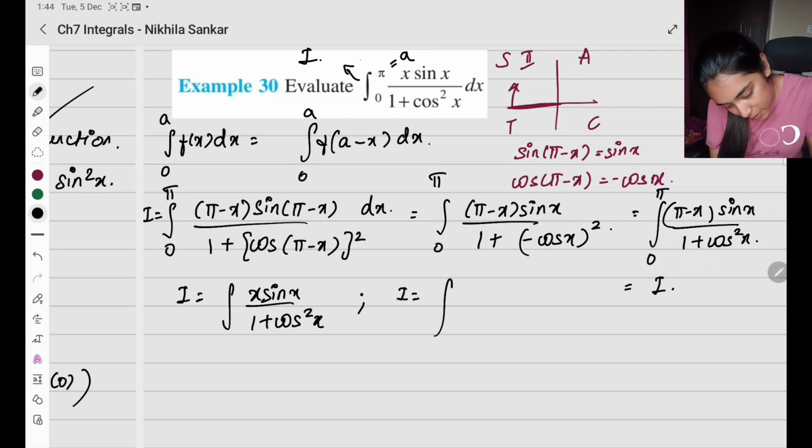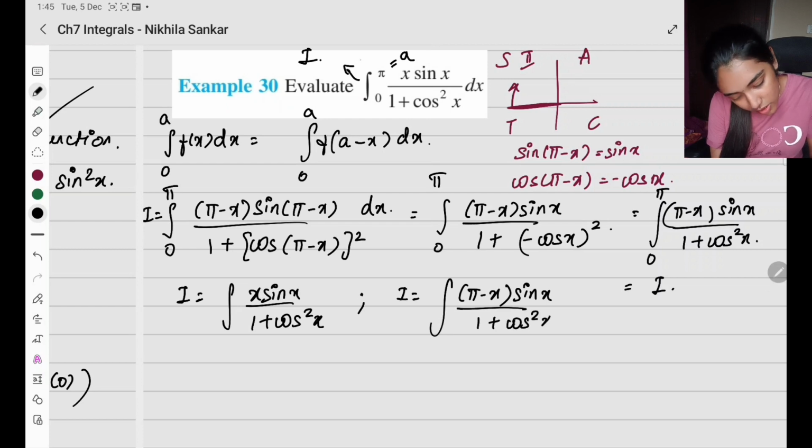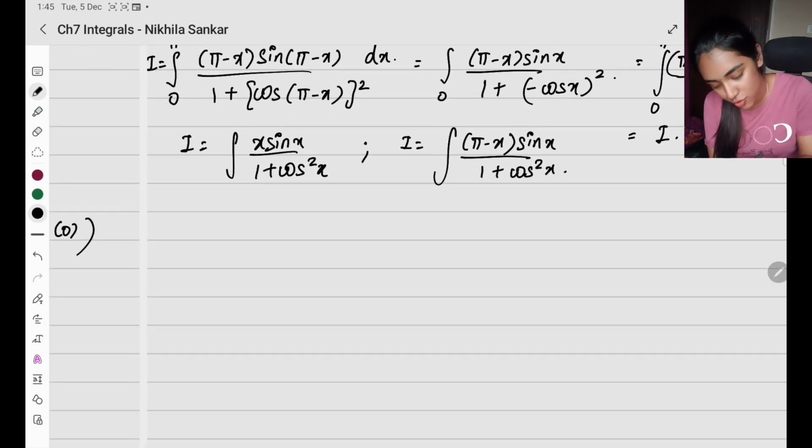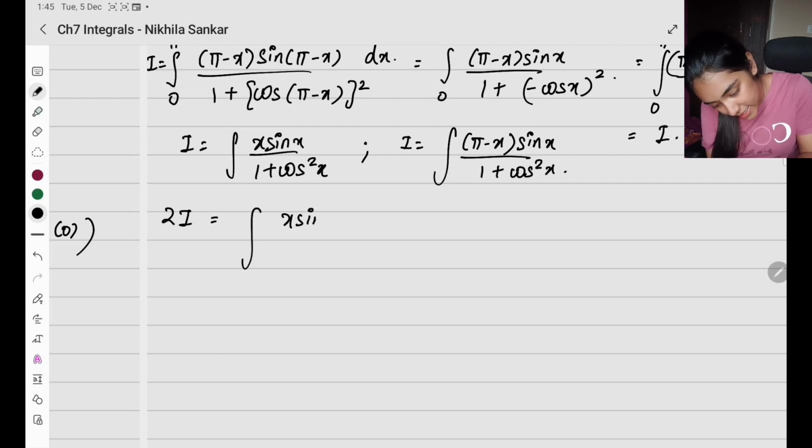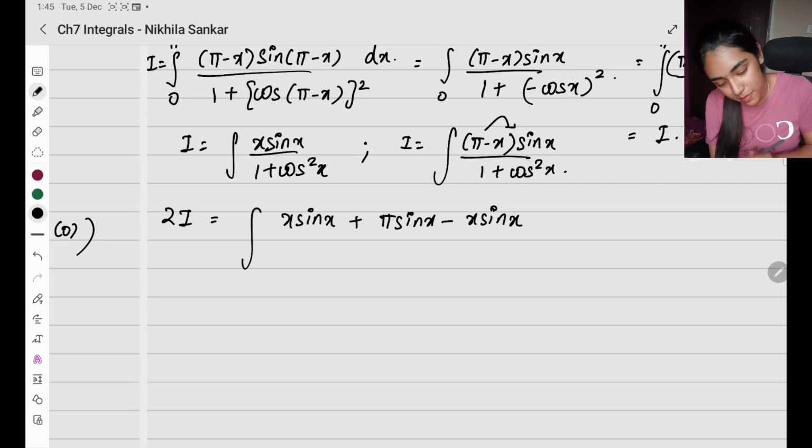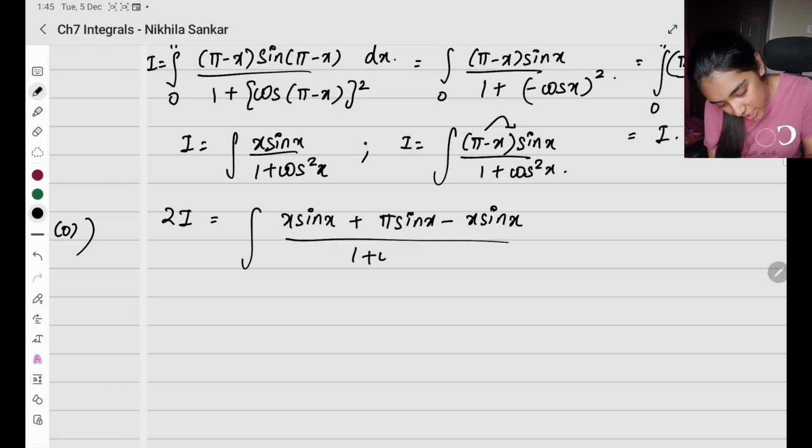Also I equals pi minus x sin x divided by 1 plus cos square x. Correct? When I add these two, what do I have? 2I equals integral x sin x plus pi sin x minus x sin x, divided by the common denominator 1 plus cos square x, times dx.